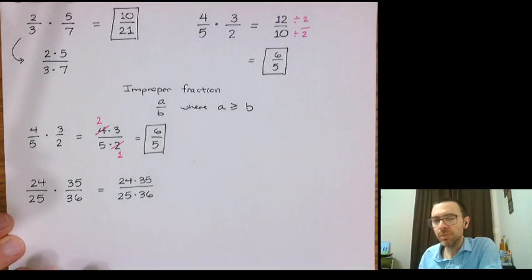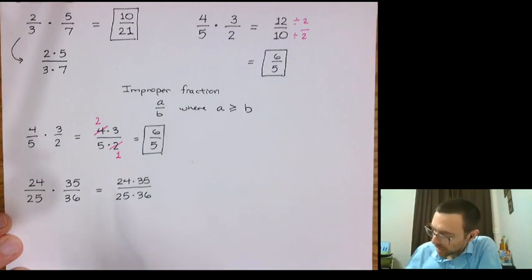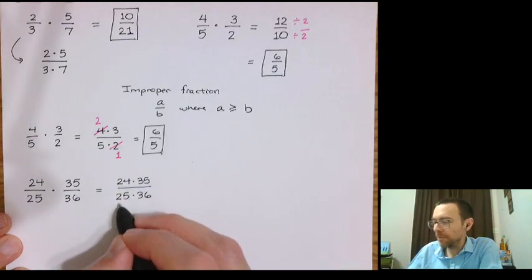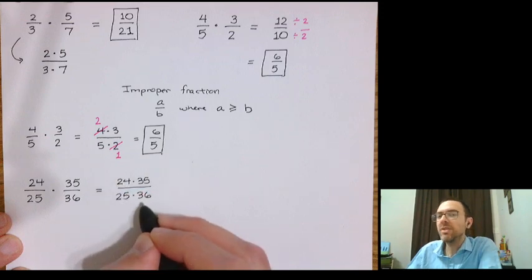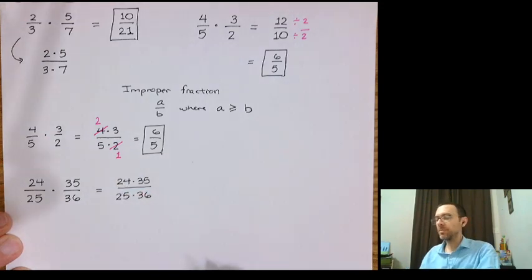While the numbers are still small, look for the common factors. Does 25 have anything in common with the 24? No. But if you look at 24 and 36, they do have common factors. They have something in common. The greatest common factor for these guys is 12.